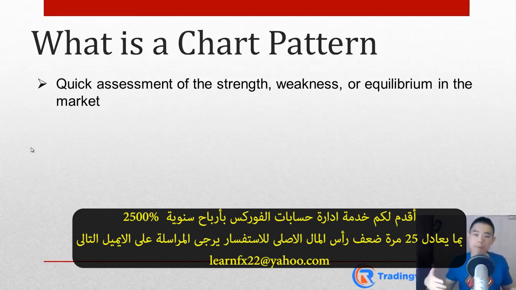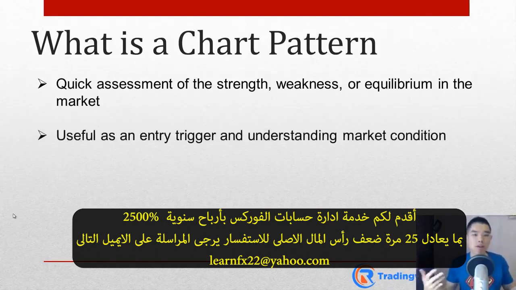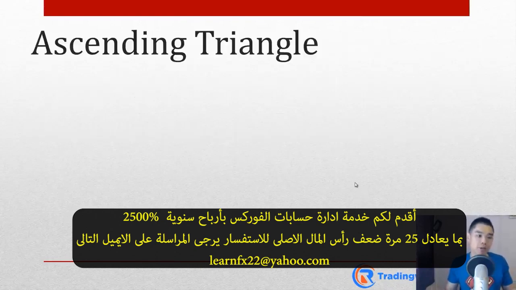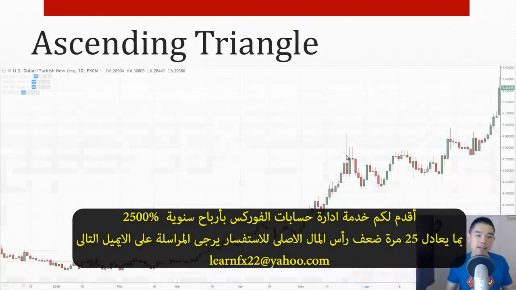It tells you whether the buyers are in control, whether the sellers are in control, or whether both of them are pretty much in equal strength. So they summarize a number of candlestick patterns to give you the big picture. This can be used as an entry trigger and to understand the current market condition. The first pattern I want to share with you is the ascending triangle pattern. This is a sign of strength.